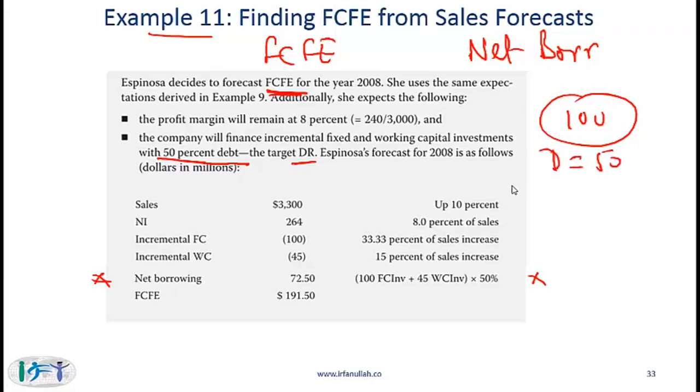So we need to come up with our investment amount. And what is that investment amount? We have already established that the investment in fixed capital is 100. The investment in working capital is 45. So what is the total investment required? 145. So what is the net borrowing? 72.50. Where is this coming from? This is simply 50% of our total investment. And then where is this FCFE number coming from? So what we are doing is we are starting with 264 and then deducting the incremental fixed capital investment, deducting the working capital investment, adding the net borrowing, and that gives us 191.50.